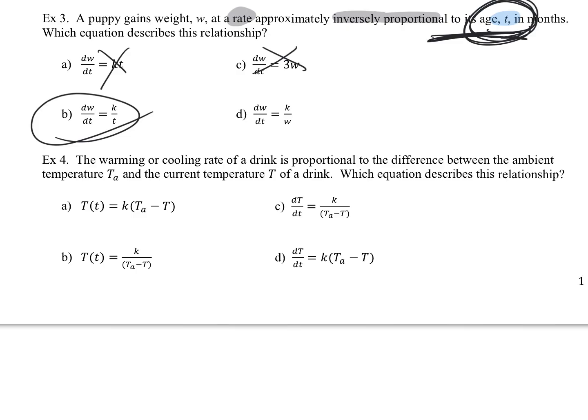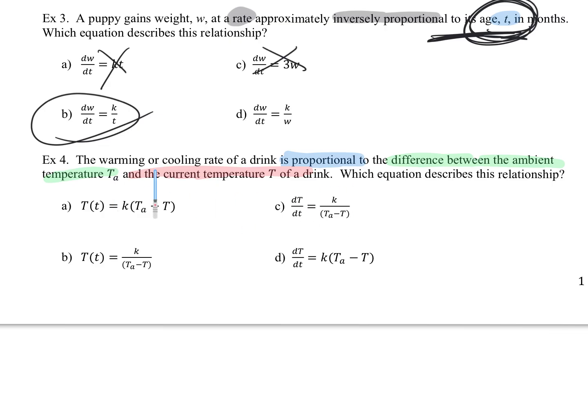Okay, the warming or cooling rate of a drink is proportional, so we're multiplying, to the difference between the ambient temp and the current temp. What does ambient temp mean? Outside, just the surrounding temperature of that cup. Because if I put my cup of tea out in a 10-degree day versus in this 70-degree room, it's going to change its temperature at a different rate.